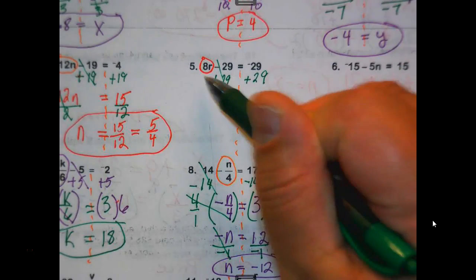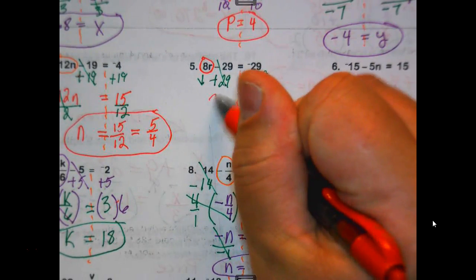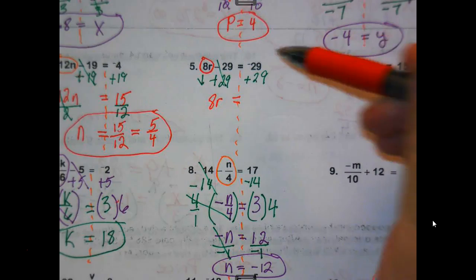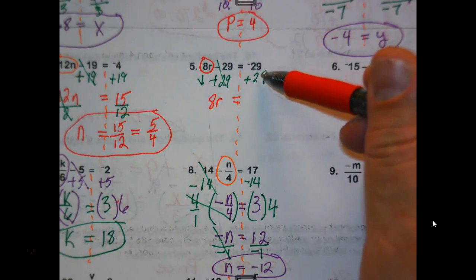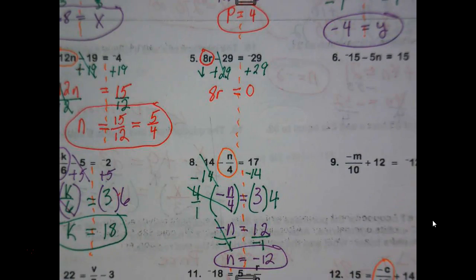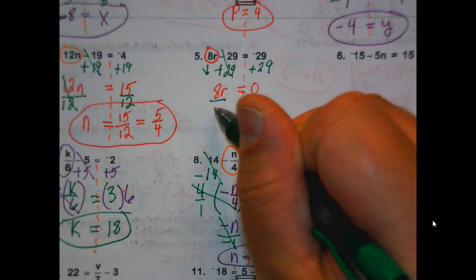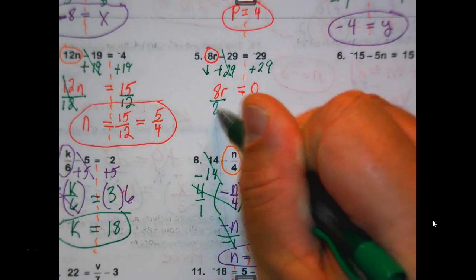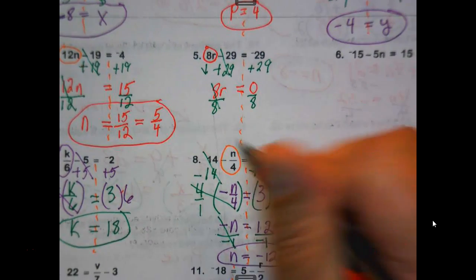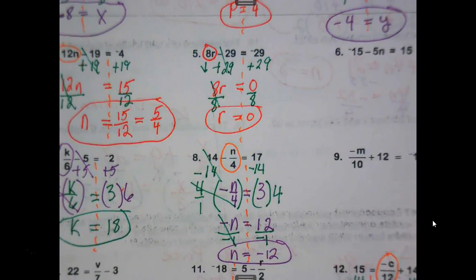These add up to 0. I'm going to bring my 8R down. I get 8R on the left-hand side. On the right-hand side, negative 29 plus 29 is 0. Divide both sides by the coefficient. You divide by 8. Okay, so R equals 0. Questions?